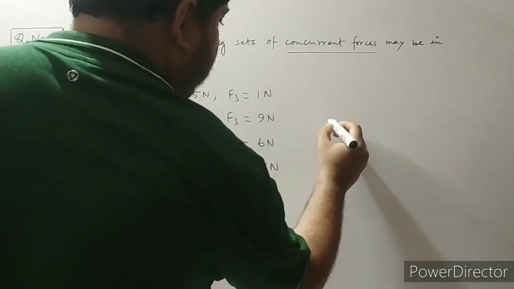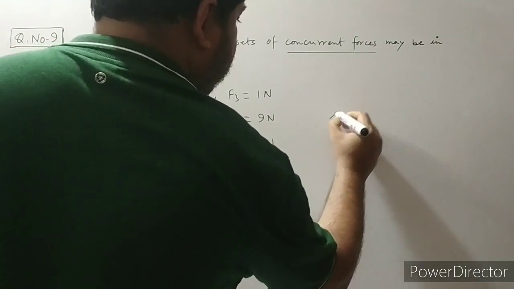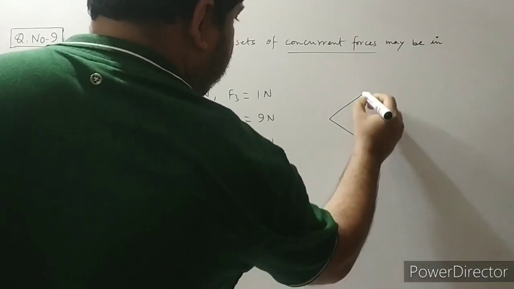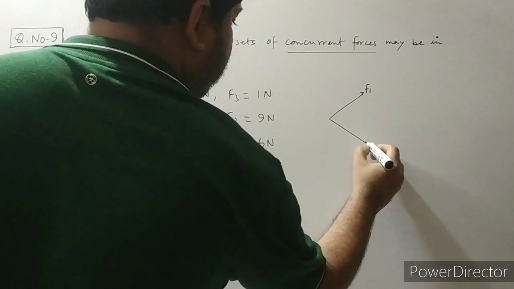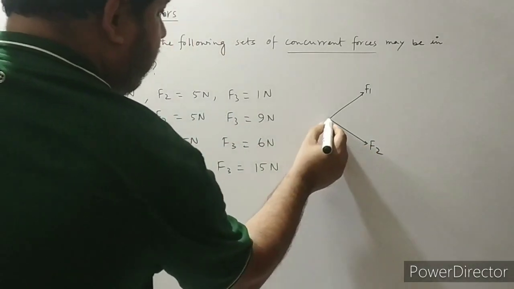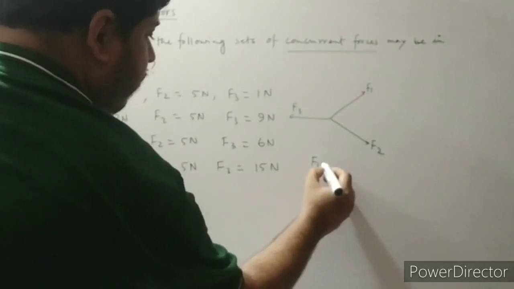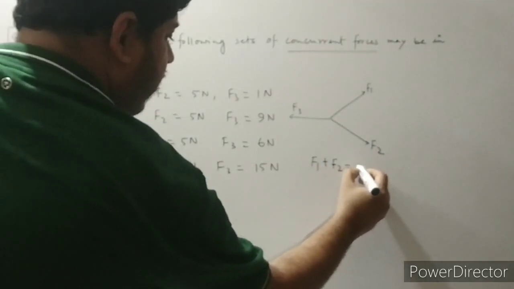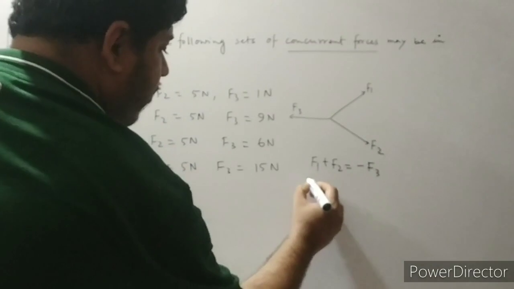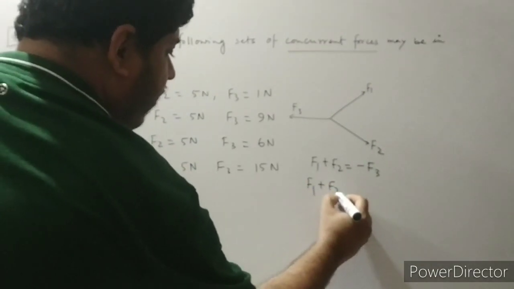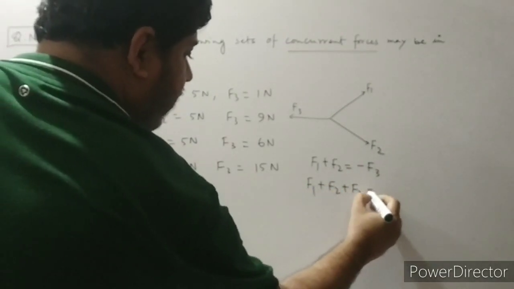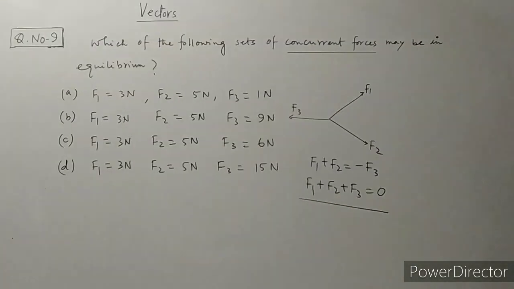Concurrent forces means if one force is along this, another force is along this. If this is our F1, this is our F2, then that will be our F3. So according to concurrent forces, we can write F1 plus F2 is equal to minus F3, or simply we can write F1 plus F2 plus F3 is equal to 0. So that is the concept of concurrent forces.